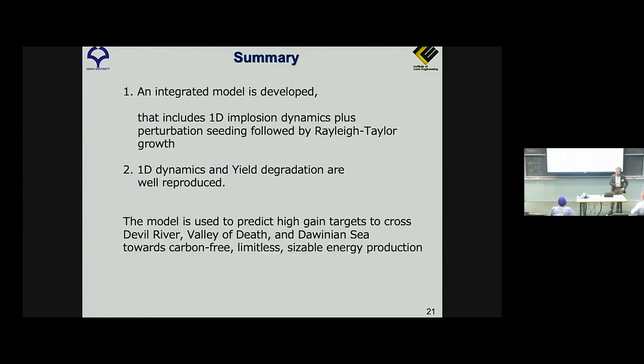So in summary, an integrated model is developed that includes 1D implosion dynamics plus perturbation seeding followed by Rayleigh-Taylor growth, and 1D dynamics and yield degradation are well reproduced. And the model is used to predict high gain targets to cross the Devil River, Valley of Death, and Darwin Sea towards carbon-free, limitless, sizable energy production. Thank you very much.